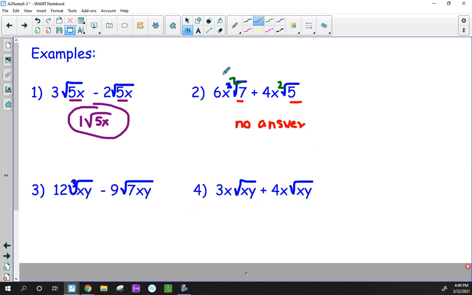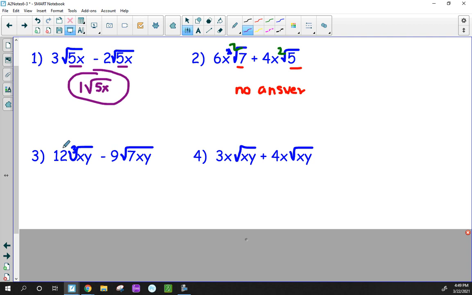Okay, example 3. You've got 12 times the cube root of xy minus 9 times the square root of 7xy. Again, I got a cube root, I got a square root, I could automatically stop. The index numbers do not match, so no answer. So always check for those little things. And that way you're not spending time doing a problem that is unsolvable.